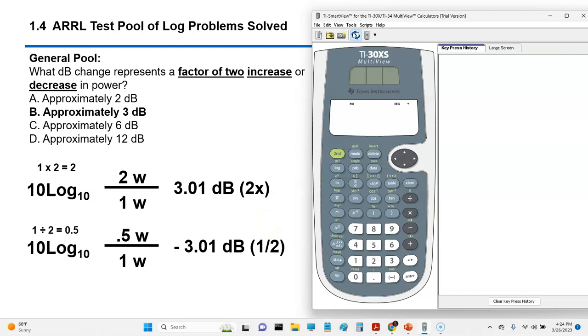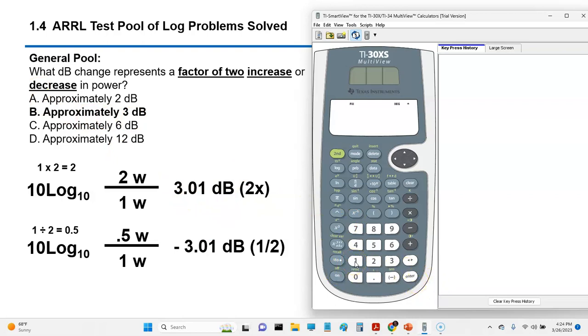This one here is asking what dB change represents a factor of 2. So a factor of 2, increase and decrease. If you increase, you're going to multiply times 2. If you decrease, you're going to divide by 2. So simply it wants to know a factor, a dB change. It's asking negative, positive, but we'll go through and show you. At the end of the day, the answer is 3, but here's how you do the problems.